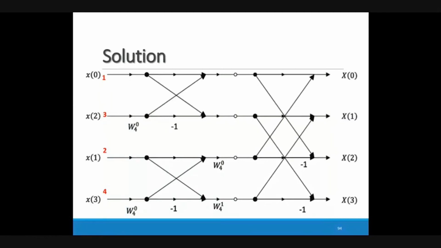Okay, so now we are writing the value at the input side. x of 0 is equal to 1, x of 2 is equal to 3, x of 1 is equal to 2, and last one, x of 3 is equal to 4. Okay, now we go for the first stage. Okay, so simple butterfly diagram.